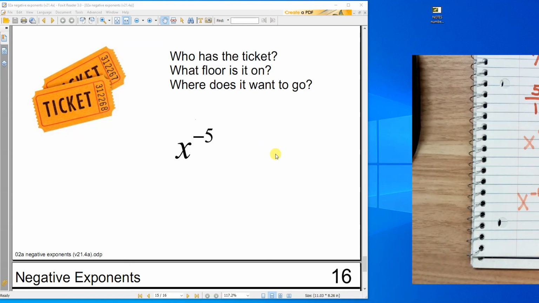I draw the 2-story building. Right now, X is on the top. X has a ticket, it goes to the bottom. Put a 1 in top just to show the 2-story building.